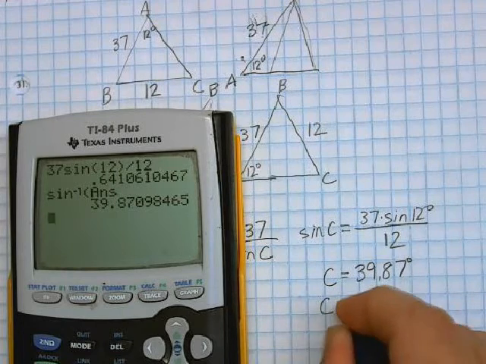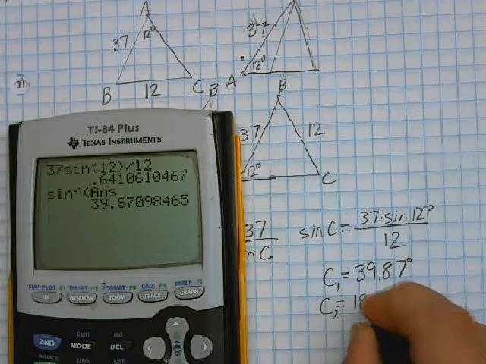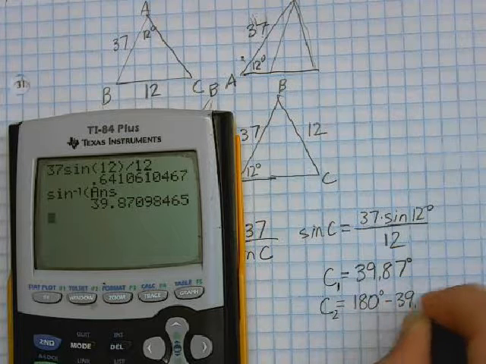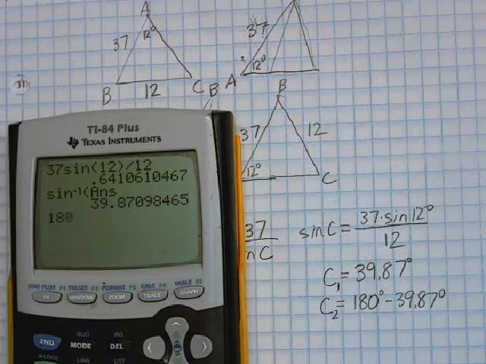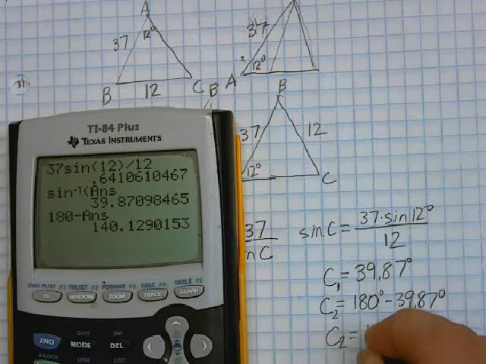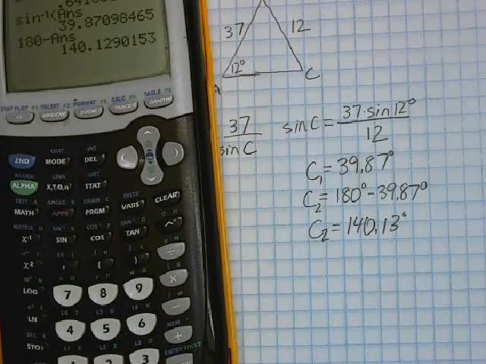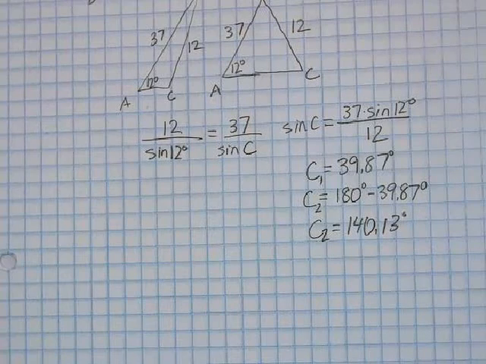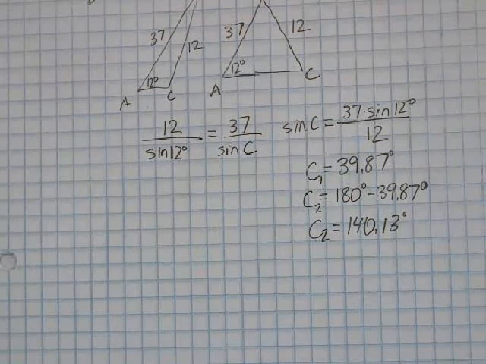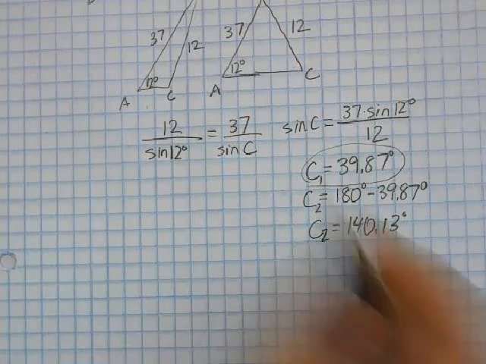So to find the other possibility for C, I'll call that C1 and C2, I just take 180 degrees minus the 39.87. So the other possibility for C would be 140.13 degrees. So case 1, C is equal to 39.87.